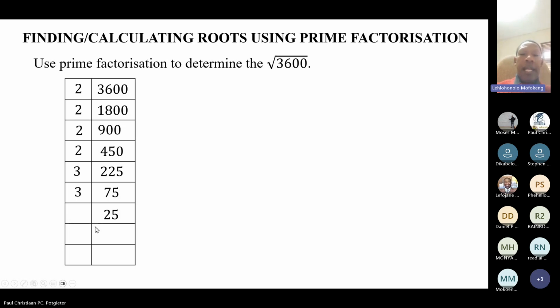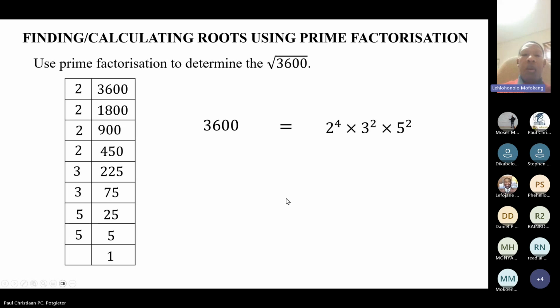It divides into 225. Also 3 divides into 75. But now 3 cannot divide into 25 without leaving a remainder. Then we have to look for 5. 5 divides 5 times into 25, and then into 5 it divides once. Right, as you can see there, 3,600 is the same as 2 to exponent of 4, 3 to exponent of 2, 5 to exponent of 2.